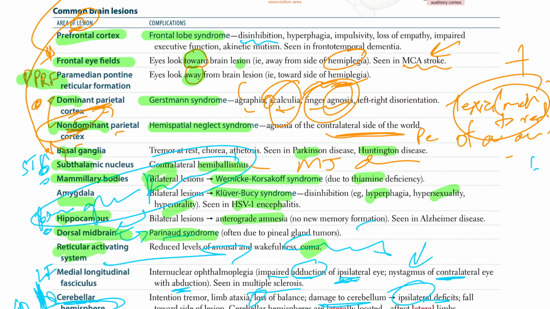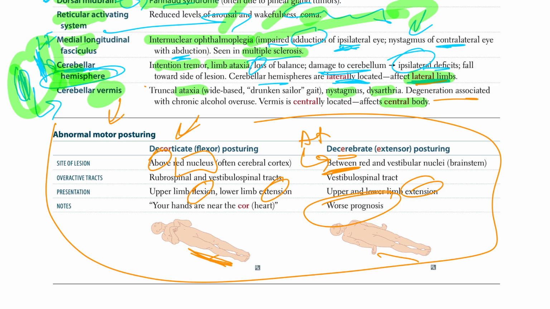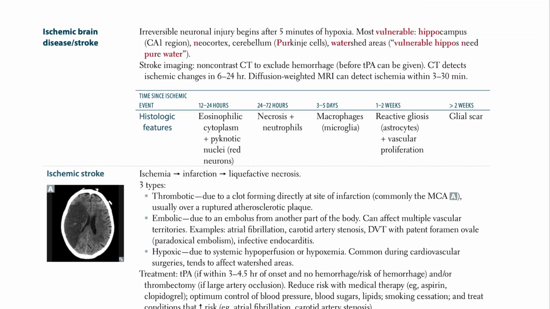RAS, wakefulness, arousal. MLF, medial longitudinal fasciculus, all about internuclear ophthalmoplegia, MS. And for sure, this is high yield, and we'll talk about that. Cerebral hemispheres, it's all about the hemispheres. Hemispheres on the lateral side, you will have lateral limb ataxia, intentional tremors, versus the cerebellar vermis, which is in the center, so centrally affecting the center of the body. For example, the gait is central, right? Yeah, and also nystagmus and dysarthria. And the cortical, we talked about that. So that's all for this one. Let's move on to the next.